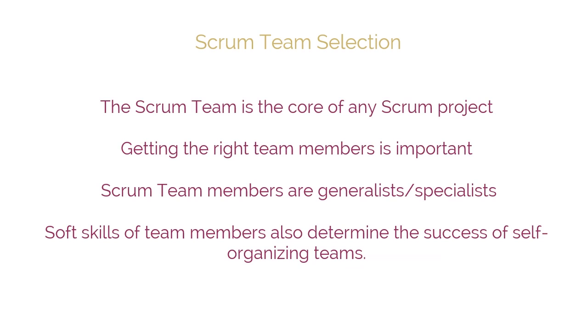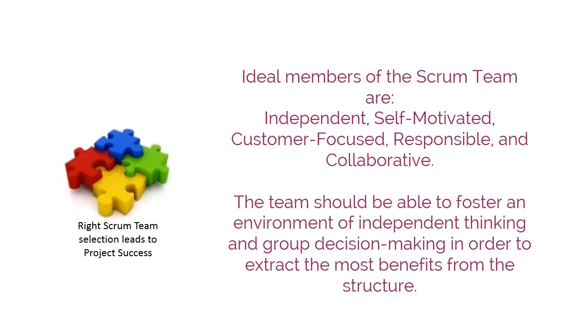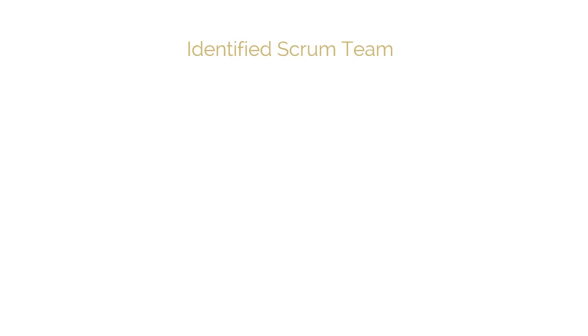Scrum Team Selection. The Scrum Team is the core of any Scrum project, and getting the right team members is important for successful delivery of Scrum projects. Scrum Team members are generalists and specialists in that they have knowledge of various fields and are experts in at least one. Beyond their subject matter expertise, it is the soft skills of team members that determine the success of self-organizing teams. Ideal members of the Scrum Team are independent, self-motivated, customer-focused, responsible, and collaborative. The team should be able to foster an environment of independent thinking and group decision-making in order to extract the most benefits from the structure.